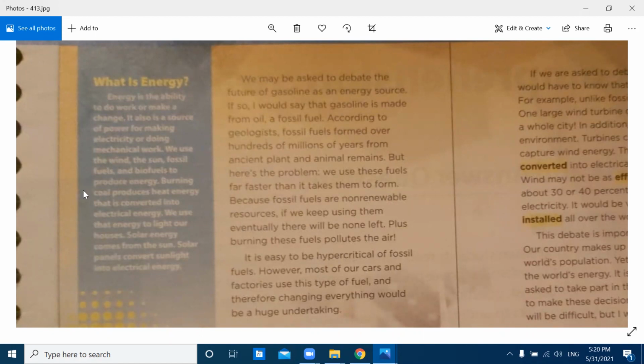So this is an explanation of what energy is, and it talks about the different types of energy that we can use. This is a sidebar. We may be asked to debate the future of gasoline as an energy source. If so, I would say that gasoline is made from oil, a fossil fuel. According to geologists, fossil fuels formed over hundreds of millions of years from ancient plant and animal remains. But here's the problem. We use these fuels far faster than it takes them to form.